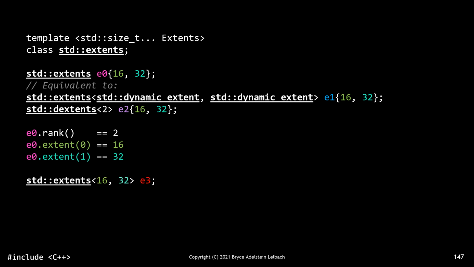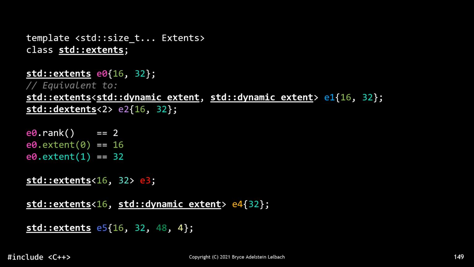For statically sized extents, the extent itself is passed as a template argument. No corresponding constructor argument is needed. You can mix static and dynamic extents. For example, in this case, we have one static extent and one dynamic extent. So we'll need to pass just one extent at runtime. Extents objects in MDSpan support arbitrary rank. You can have as many dimensions as you want.